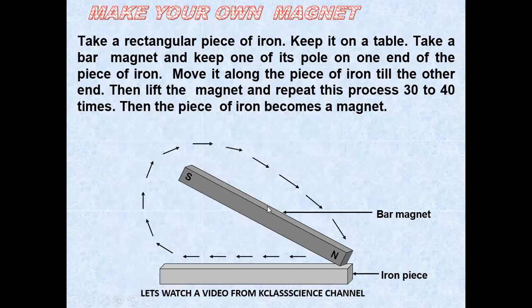Now we are going to make our own magnet. It is very easy to make your own magnet. You need to take any iron piece. It's written, rectangular piece of iron. You can take any piece of iron, right? And then you need to use the bar magnet. You only need two things in this: one piece of iron and one bar magnet. So let us see a small video related to this, so that we can understand how we can make a magnet.